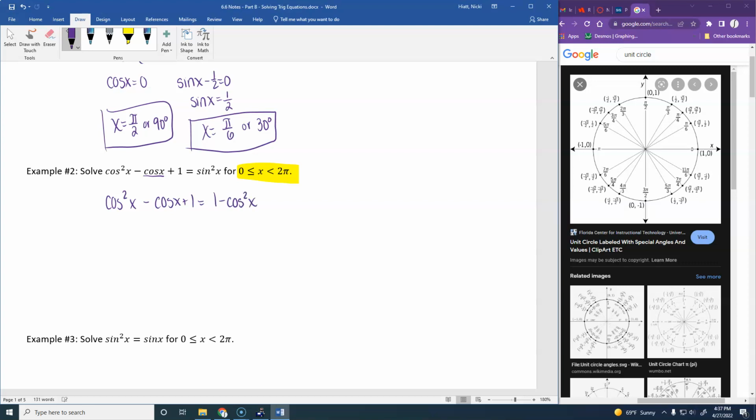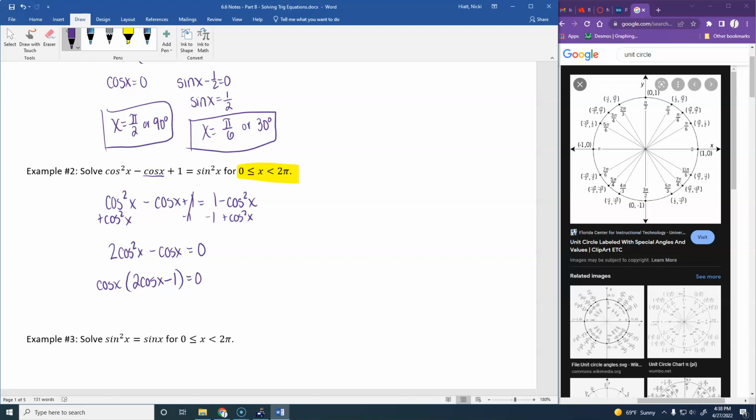And then I want to move everything to one side. So I'll be adding this cosine squared x right here, and I'll be subtracting that 1. So I will get 2 cosine squared x minus cosine x. These ones here will cancel, and that will equal 0. At this point, I'm able to factor out a cosine since we both have cosines here. So cosine of x times 2 cosine x minus 1 will equal 0.